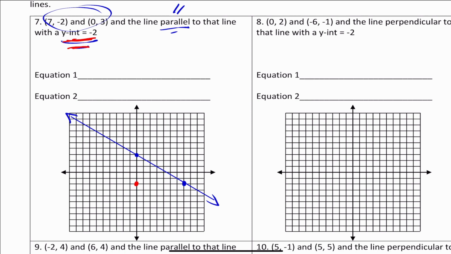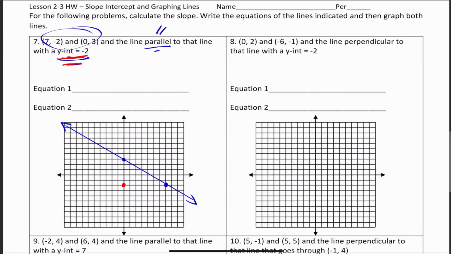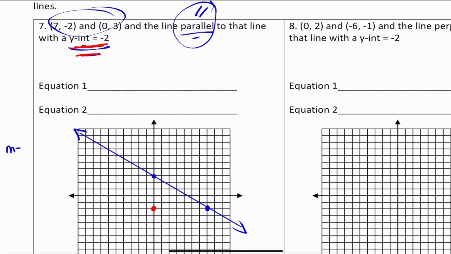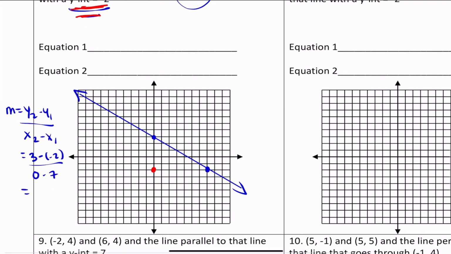So I have these 2 points, and since it's parallel, that means this line is parallel to whatever this line is. So I have to use the slope formula: m equals y2 minus y1 over x2 minus x1. So I'm going to do 3 minus -2 over 0 minus 7, which is 3 plus 2, so 5 over -7. That's the slope I found with these 2 given points.